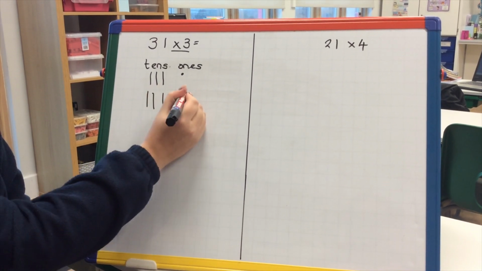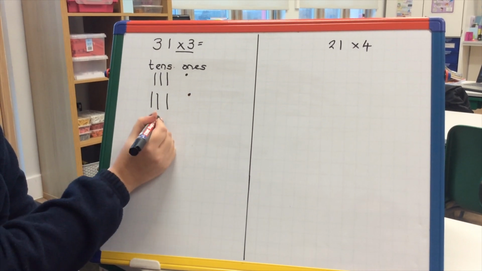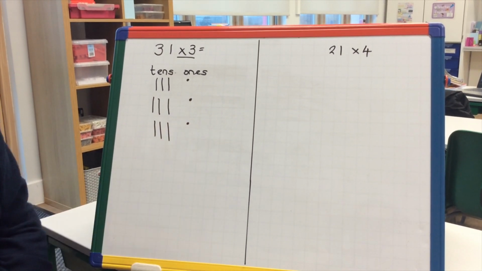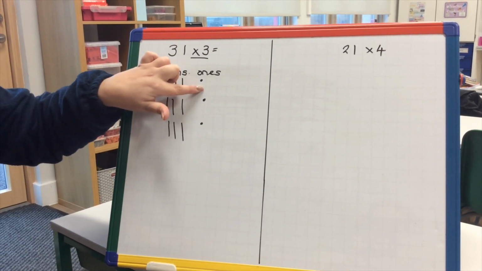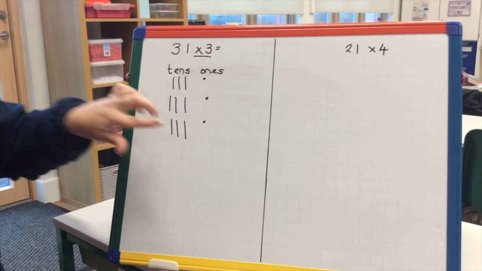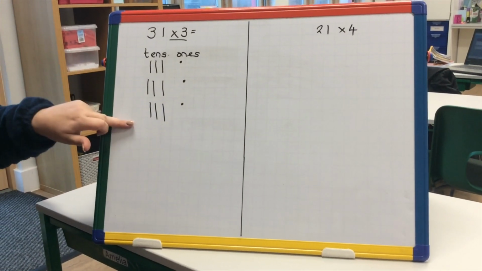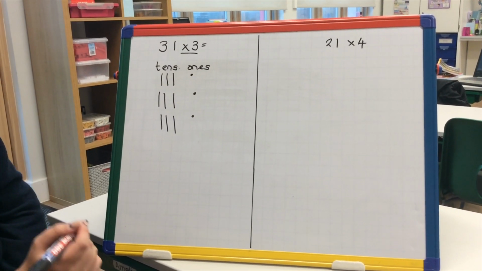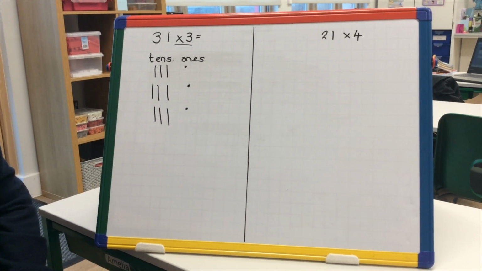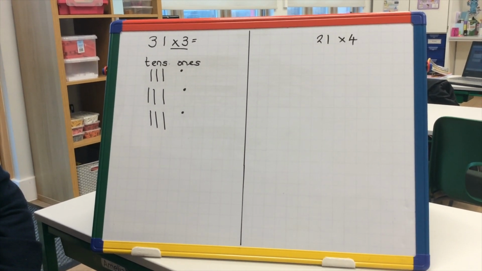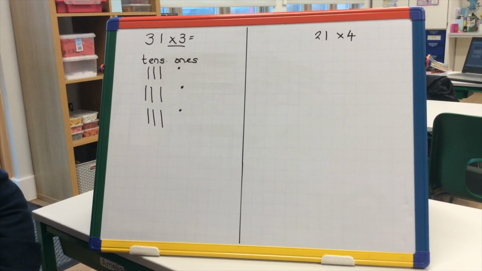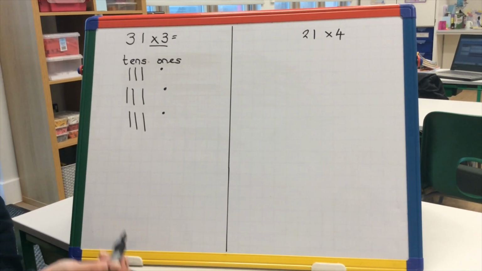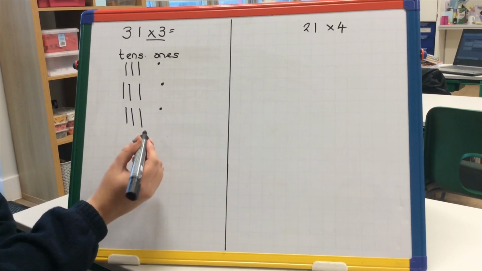So if we stick to our tens and our ones, our 3 tens and our 1, okay? Here you can see under chips and beans that we've got 31, 31 and 31, so it's 31 made 3 times. Now, in your learning intention, it says that you need to do the formal written method for 31 multiplied by 3. So I'm going to demonstrate to you now how you do 31 multiplied by 3.